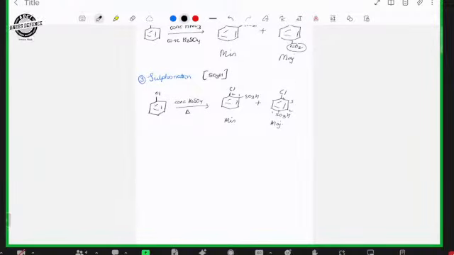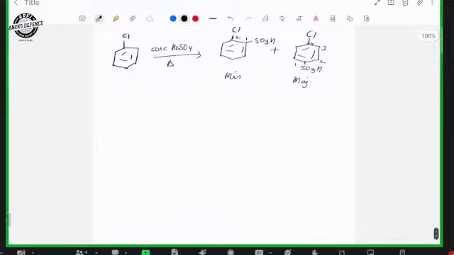Okay, the last two reactions are left. Let us see. One is the Friedel-Crafts reaction, and in that Friedel-Crafts, we are going to learn about two types.